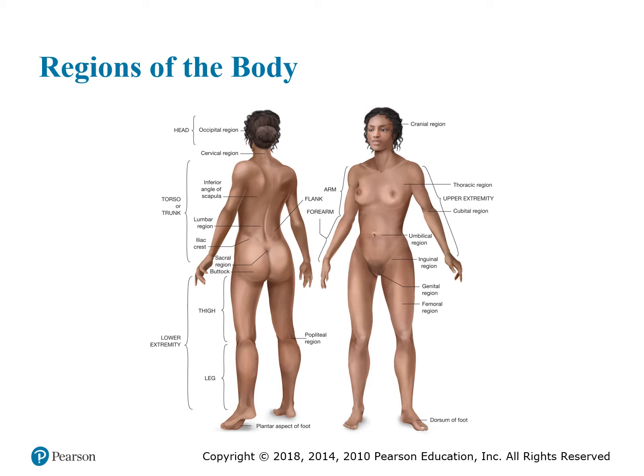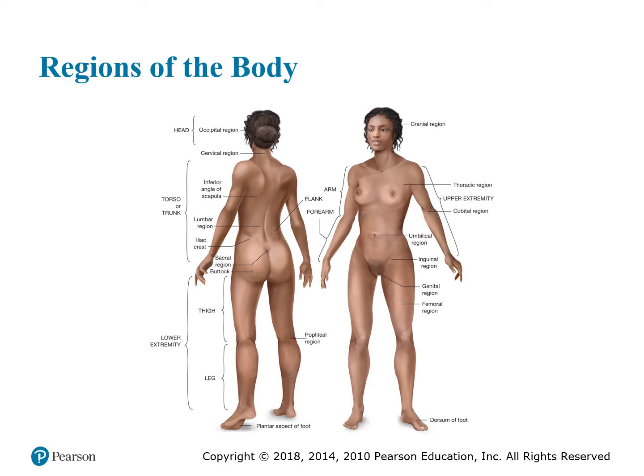Now the flank is referring to the right and left sides of our patient. Okay, we have the sacral region, where our sacrum is located. Okay, we have the thigh and the leg. But one thing I want you to know here is the back of the knee is the popliteal region. Okay, we have the plantar aspect of the foot, and we have the dorsum of the foot. So the dorsum of the foot is going to be the top portion here.